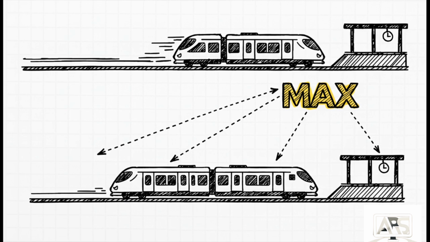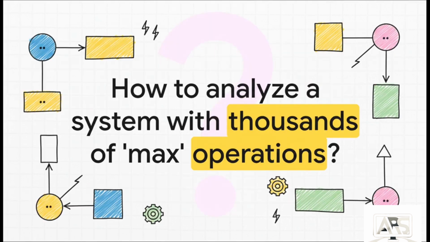It involves addition, sure, but it also has this max function. That max is crucial. It basically says the train can't leave until the later of these 2 things happens. It's waiting for everything to be ready. And that max function is what makes the math an absolute headache. I mean, that's for 2 trains.